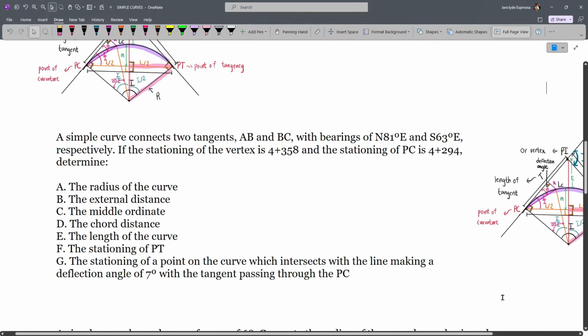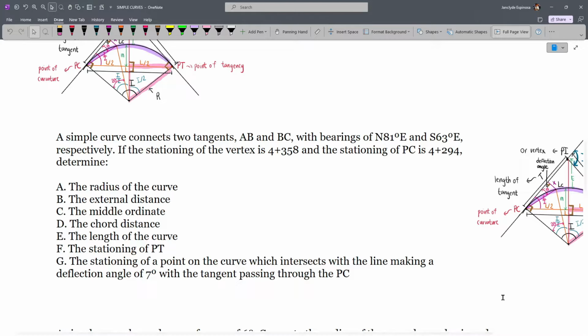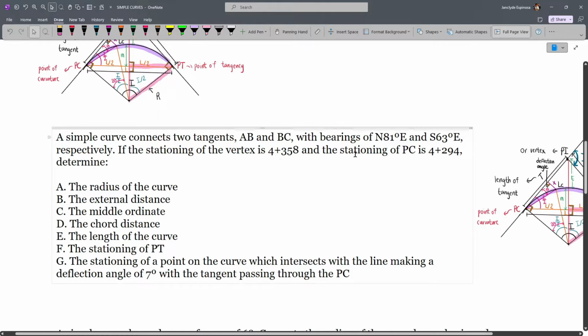And then dito sa first problem, we have the simple curve that connects two tangents AB and BC with bearings of north 81 degrees east and south 63 degrees east respectively. Now if the stationing of the vertex is 4 plus 358 and stationing of PC is 4 plus 301, we have to determine the following: the radius of the curve, the external distance, the middle ordinate, the chord distance, the length of the curve, the stationing of PT, and the stationing of a point on the curve which intersects with the line, making a deflection angle of 7 degrees with the tangent passing through the PC.